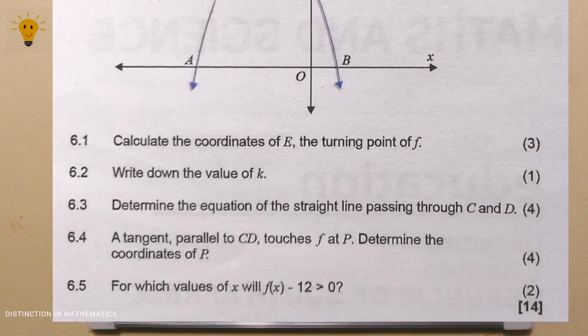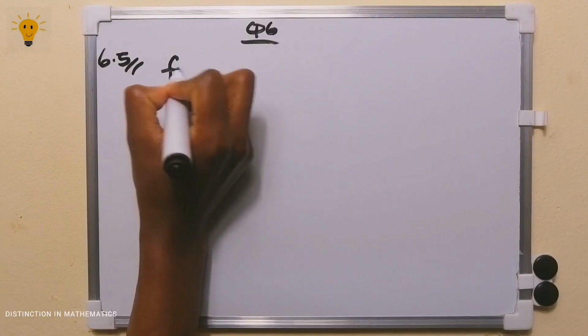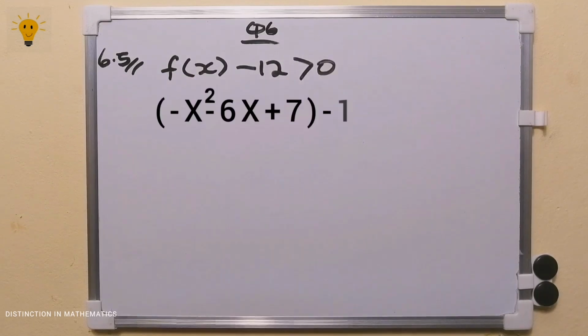6.5 is for which values of x will f at x minus 12 be greater than 0. So now the value of c in a parabola is responsible for the shifting upwards or downwards of your graph. The fact that we have 7 as the value of c, which is the y-intercept of the graph, tells us that the graph shifted 7 units upwards. So what they're actually asking us right now is if this graph shifted 12 units downwards from this point, what would be the values of x where f at x is greater than 0? So that's going to be f at x minus 12 greater than 0 as written in the question paper.